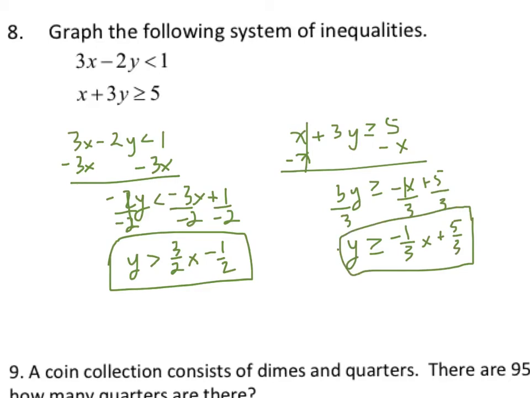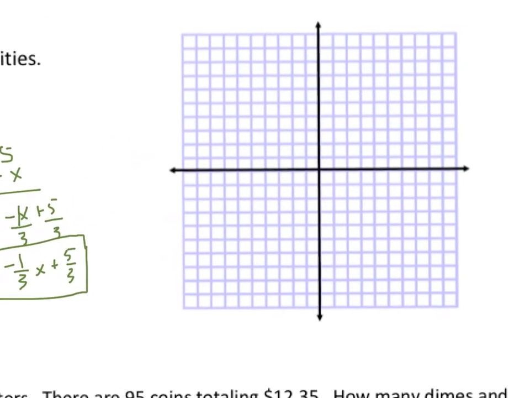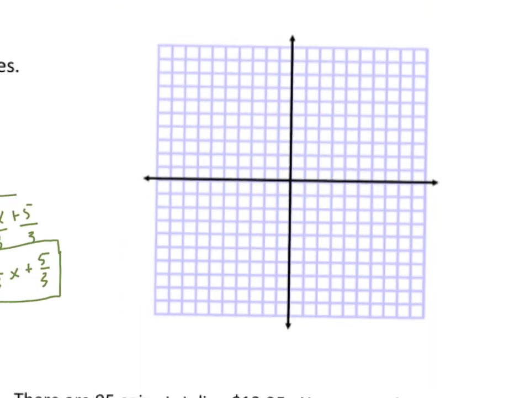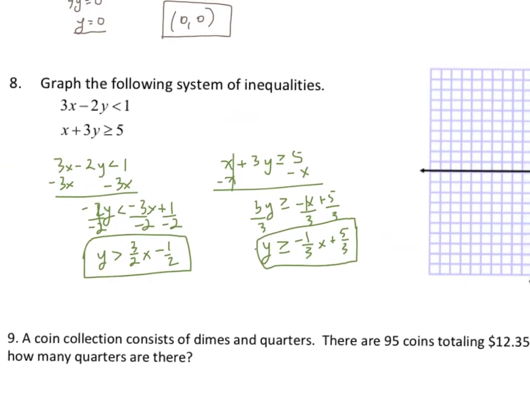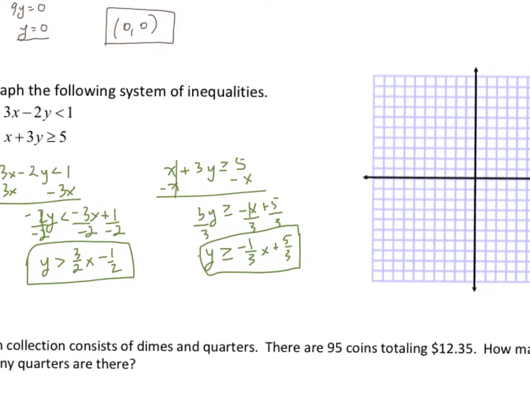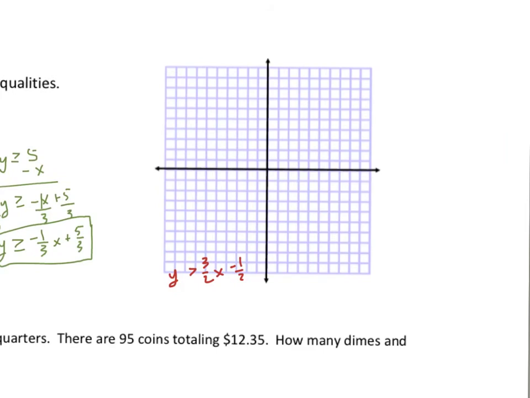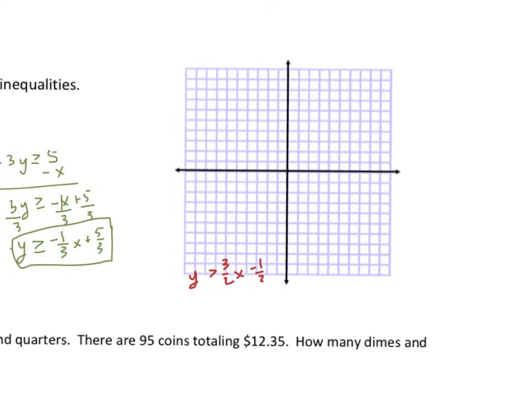From here, I go over to my graph. I want to graph both of these equations. To know what they are, I'm going to write them pretty close to the graph so it's a little easier to see. My two equations are y is greater than 3/2 x minus 1/2, and my other equation is y is greater than or equal to negative 1/3 x plus 5/3.